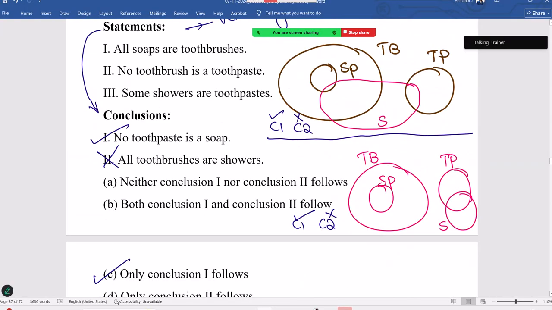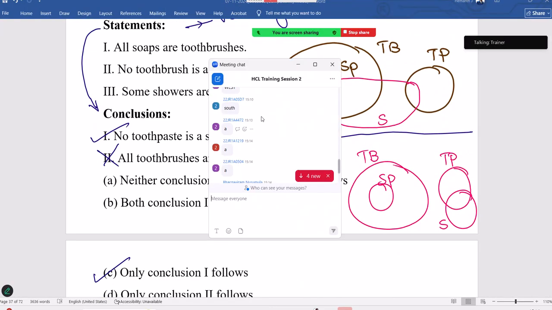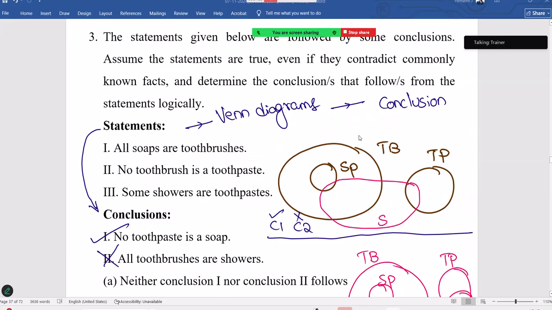Guys, see how it is here. For the given statement, we are drawing the diagram. Only conclusion one follows. Not neither nor, only conclusion one follows here. For the given statements, draw the diagram. Not one diagram, you can try multiple.